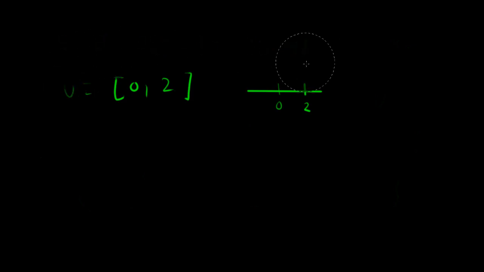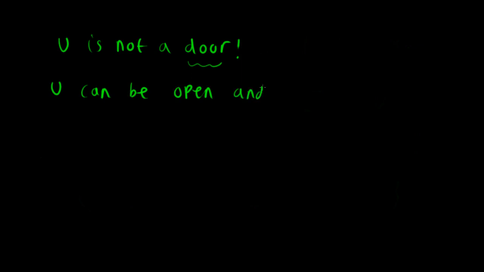Now, here comes a slightly interesting remark. It's important to remember that U is not a door. What do I mean by that? Well, a door is either open or closed. It can't be both. But sets don't just have to be one or the other. So U can be open and closed.